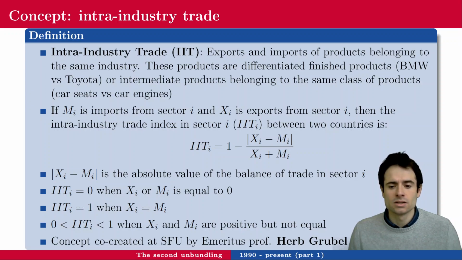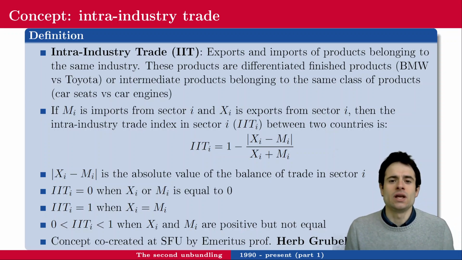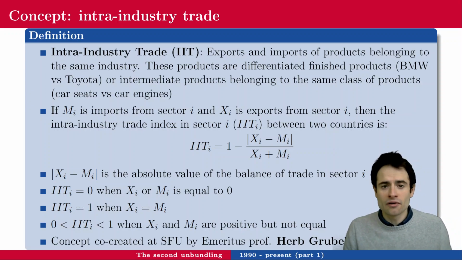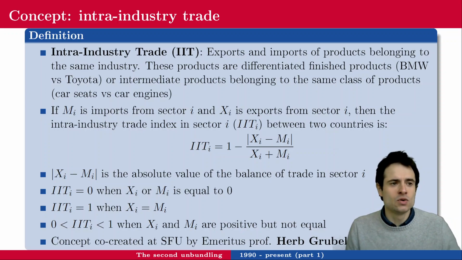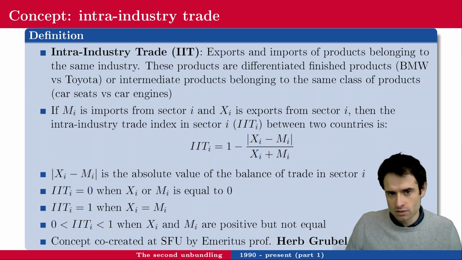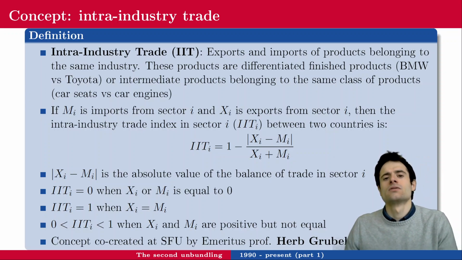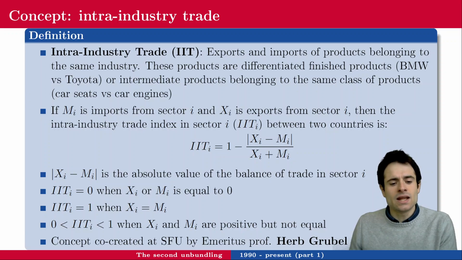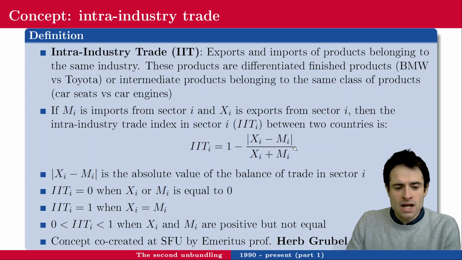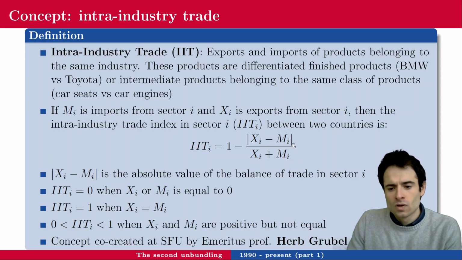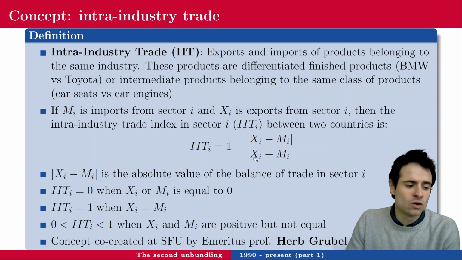Note that if X or M is equal to 0, so if inside an industry there is no import of a part used for that same industry, or there is no export of parts used in that same industry, then the index will be equal to 0. Imagine M is equal to 0, whatever X is, you get 0 here, 0 here, Xi divided by Xi is equal to 1, 1 minus 1, 0.